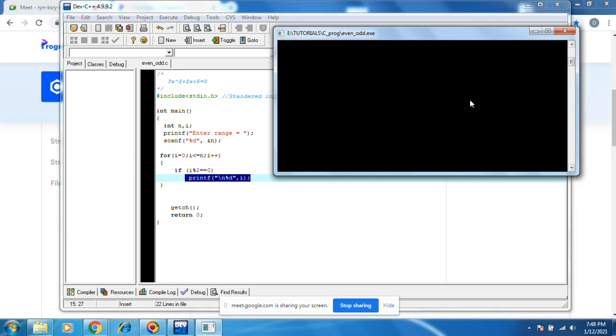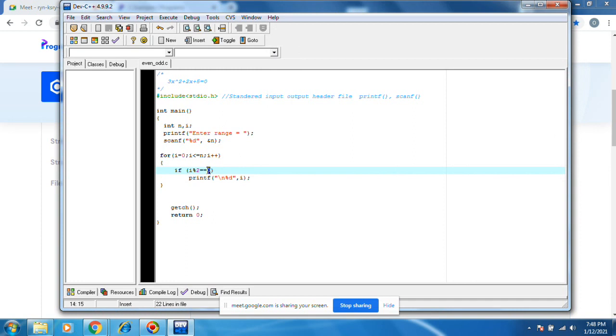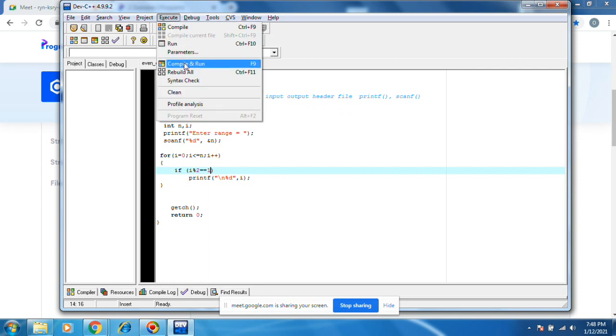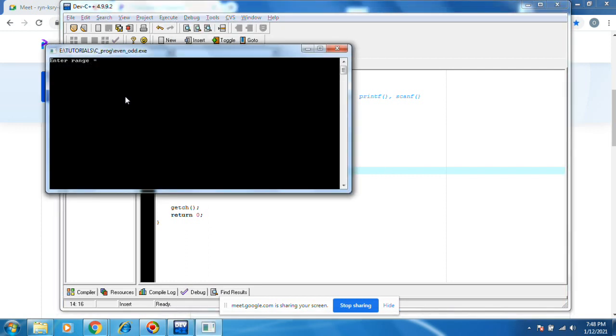I want to print all odd numbers. You can give 1, save, execute, compile and run. You see all odd numbers.